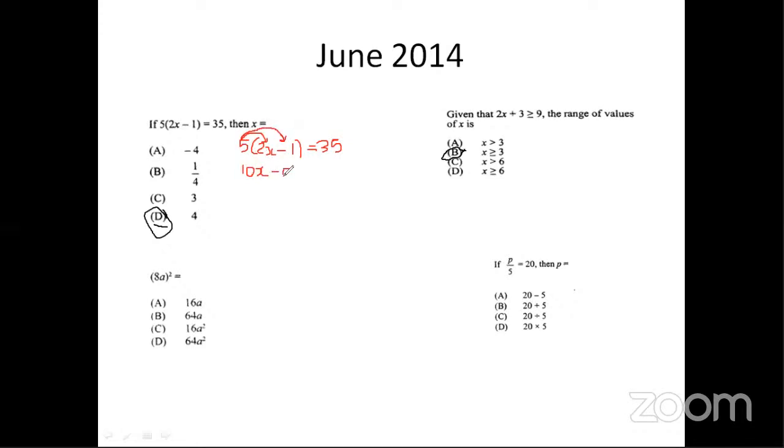Still having our 35 on this side of the equation, our next step is to remove that number that is subtracting from our 10x. It goes over as a positive 5. So we now have 35 plus 5, and that gives us 40.